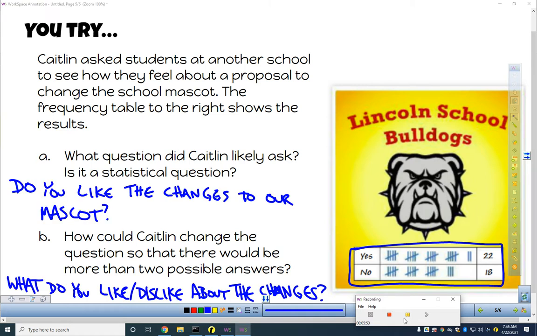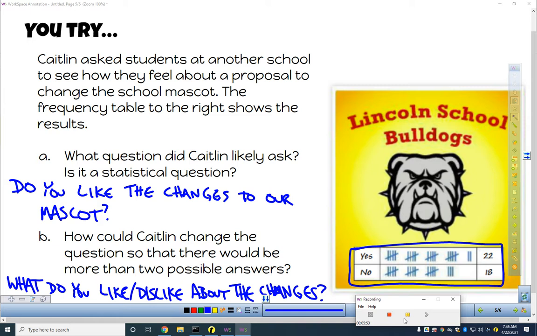Okay, so talking about the school mascot here, the Lincoln School Bulldogs, what question did Caitlin likely ask? If you said something along the lines of, do you like the changes to our mascot, that would be correct, right? Do you like the changes, yes or no? Now technically there is more than one response. There would be some variability, although this is just not the best statistical question.